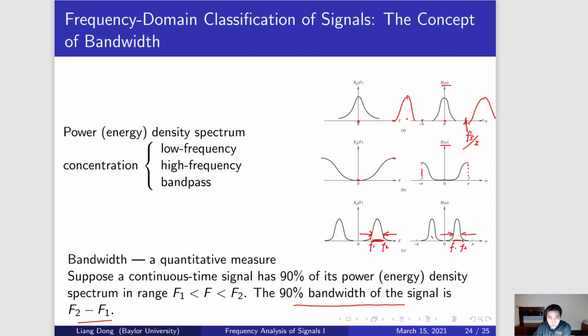Sometimes we will also use some other definition, for example, the 3 dB bandwidth, which means that from the peak I will drop about a half, that's 3 dB of energy, and the bandwidth from here to here is called the 3 dB bandwidth. And this can all be designed customly, as we defined here.